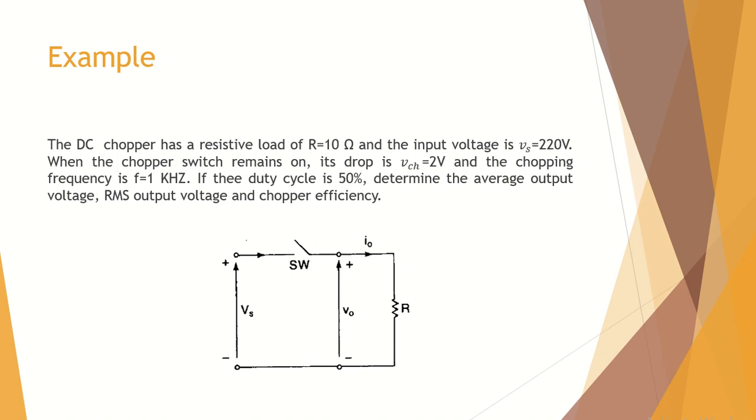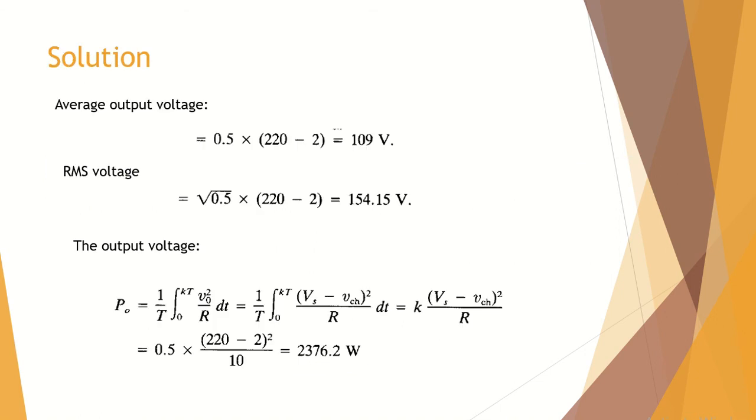Sorry, it is not double E, it is single E. If the duty cycle is 50%, determine the average output voltage, RMS output voltage, and the chopper efficiency. What will the chopper efficiency be? If you have input power and you have output power, you can determine the efficiency. Let's see. So what is the average output voltage?